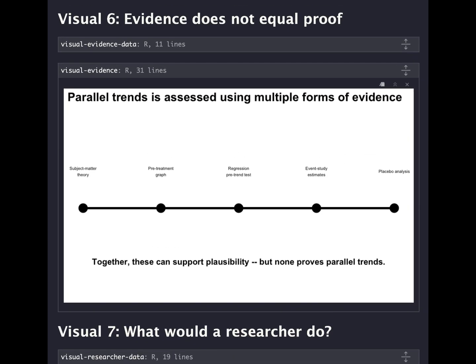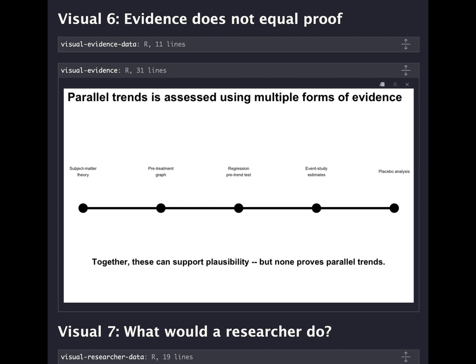Now, the key question is, can parallel trends be proven? No single statistical test, unfortunately, can prove that parallel trends holds. The assumption concerns what would have happened after treatment to an untreated version of the treated group. That outcome is never observed. Researchers can examine evidence that supports or weakens the assumption, but they cannot directly verify the counterfactual. Visual inspection is one source of evidence.